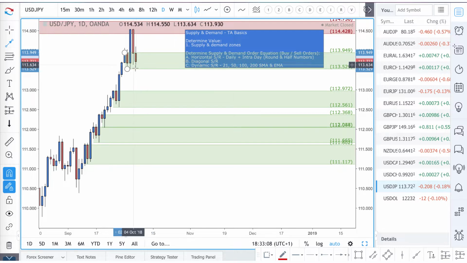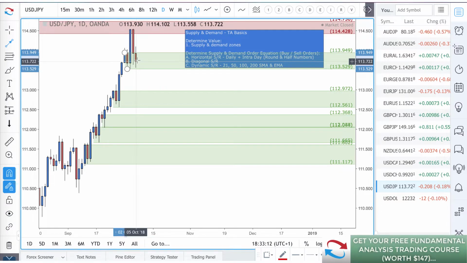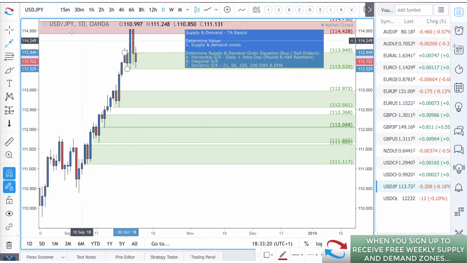So I don't trade every single level of supply and demand. I just look for the fundamentals first, and then that gives me my bias on which pairs I want to be buying and selling. So if I believe that the dollar is going to get stronger based on fundamentals, right, then this is going to be the first area.